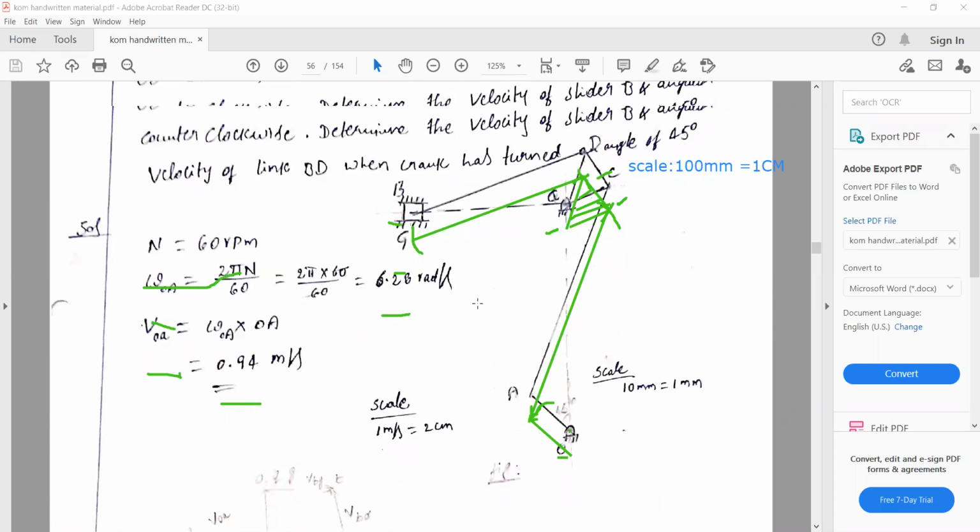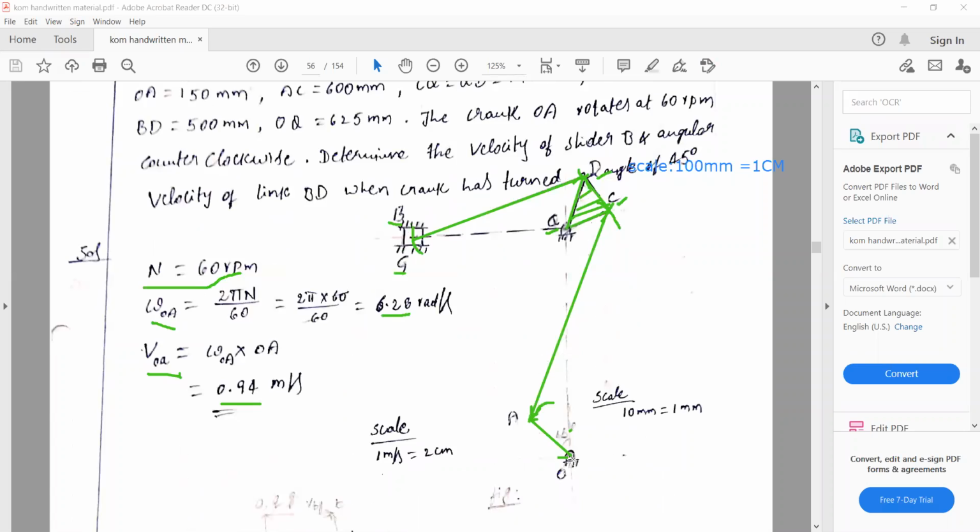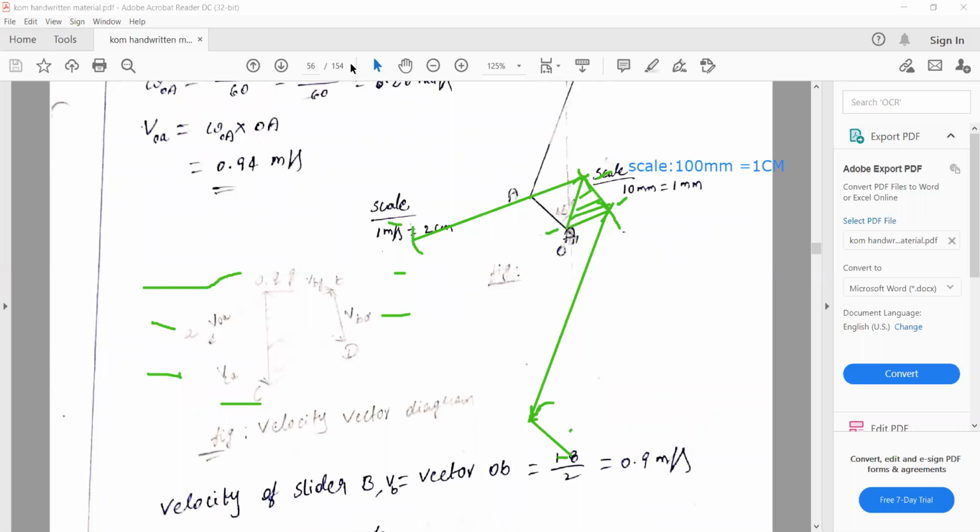But how many links are there here? All of you observe that. 1, 2, 3, 4, 5, and the slider, 6. Six links are there here. Now coming to the velocity vector diagram.